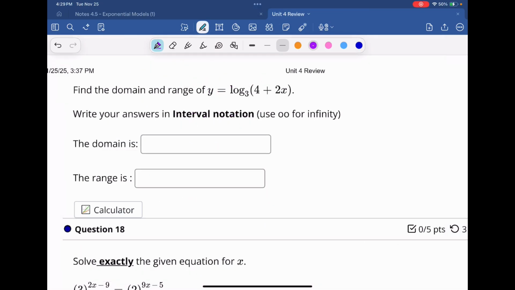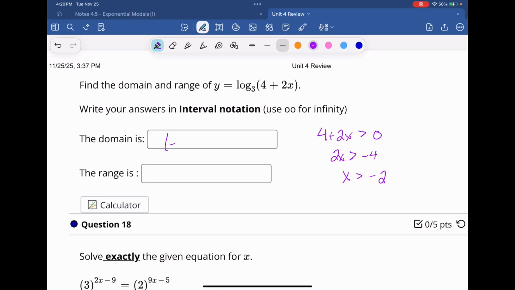Okay, domain of a logarithm. Set your arguments greater than 0. So x has to be greater than -2. So this is -2 to infinity.